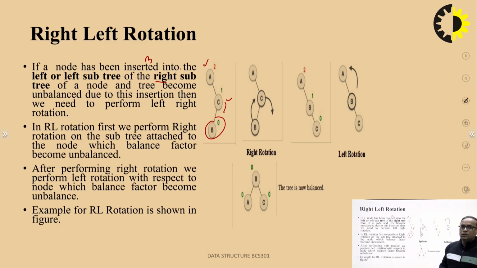So at first we need to perform the right rotation. When we perform the right rotation, we will rotate the tree with respect to C in the clockwise direction. So it becomes like this. Again it is unbalanced. Now to make it balanced, finally we will perform the left rotation and we will rotate the tree in the left direction.